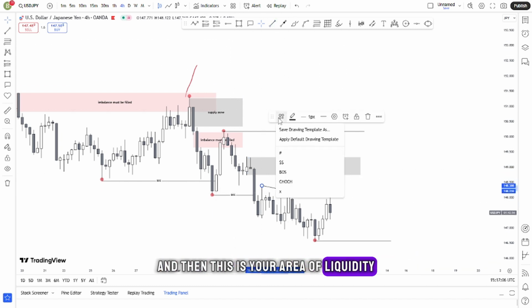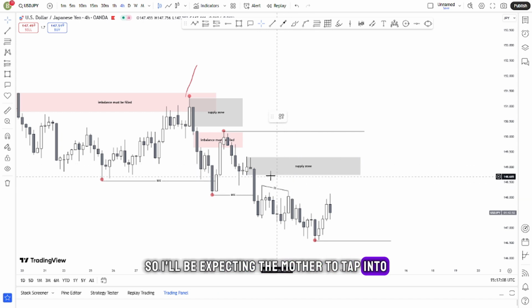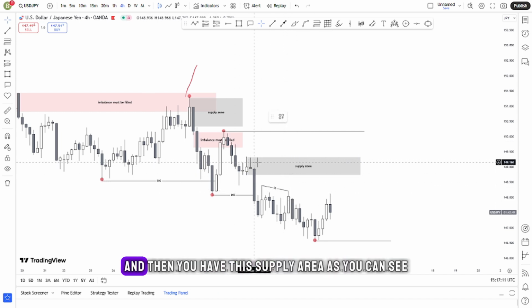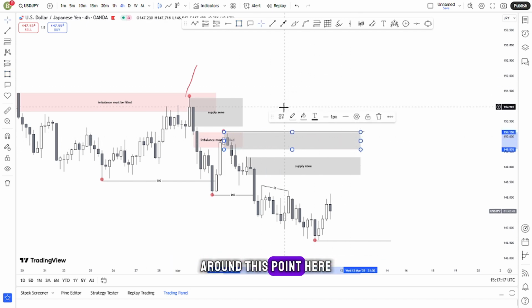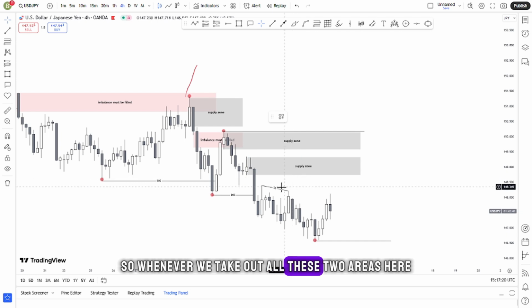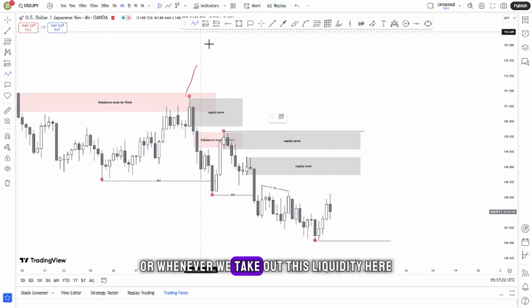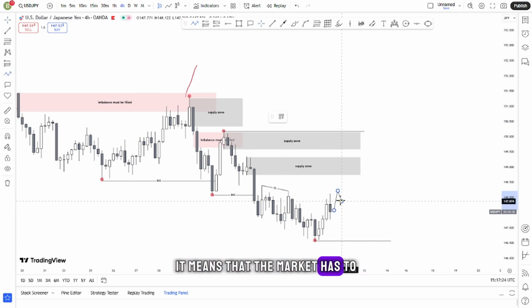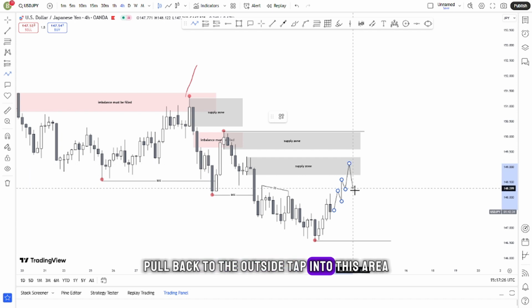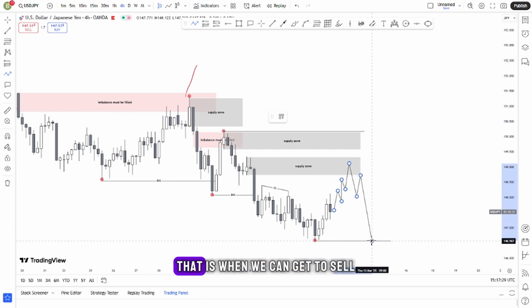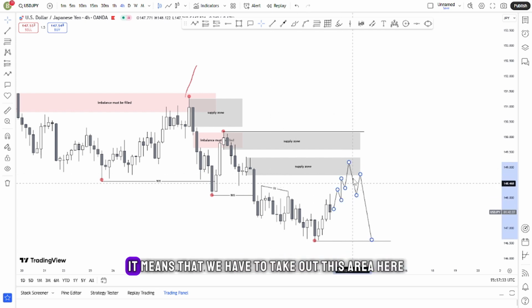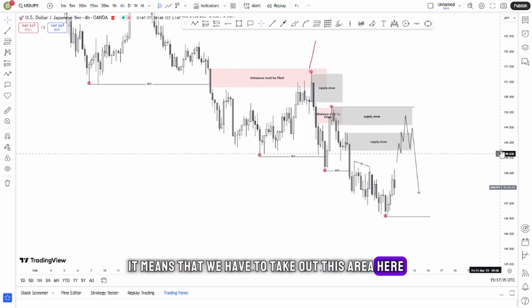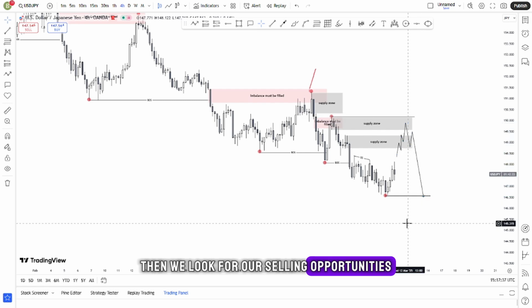This is your area of liquidity. So I'll be expecting the market to tap into and take out this liquidity, and then we have this supply area, as you can see. Then this is also the extreme supply zone around this point here. So whenever we take out these two areas, or whenever we take out this liquidity here, it means that the market has to pull back to the upside, tap into this area, give us a change of character. That is when we can get to sell. Then if this one fails, just because it can fail, it means that we have to take out this area here. Then we look for our selling opportunities, just like that.